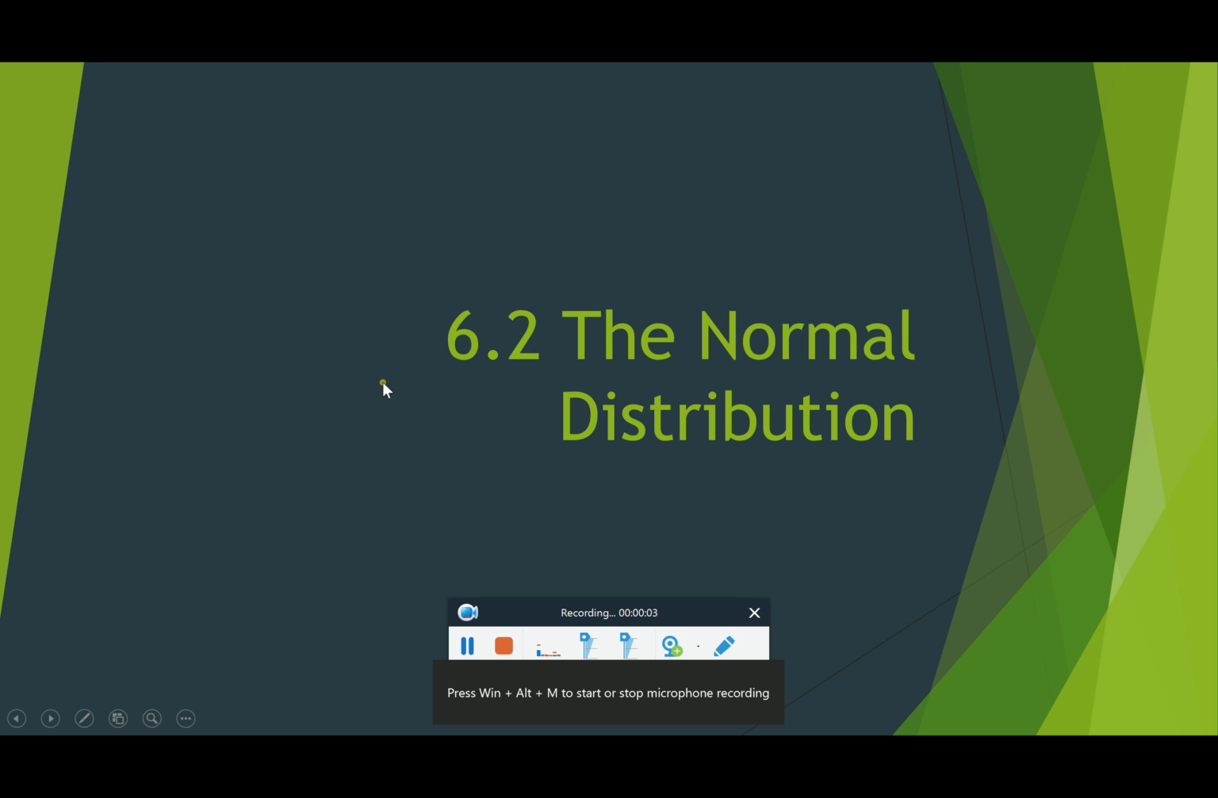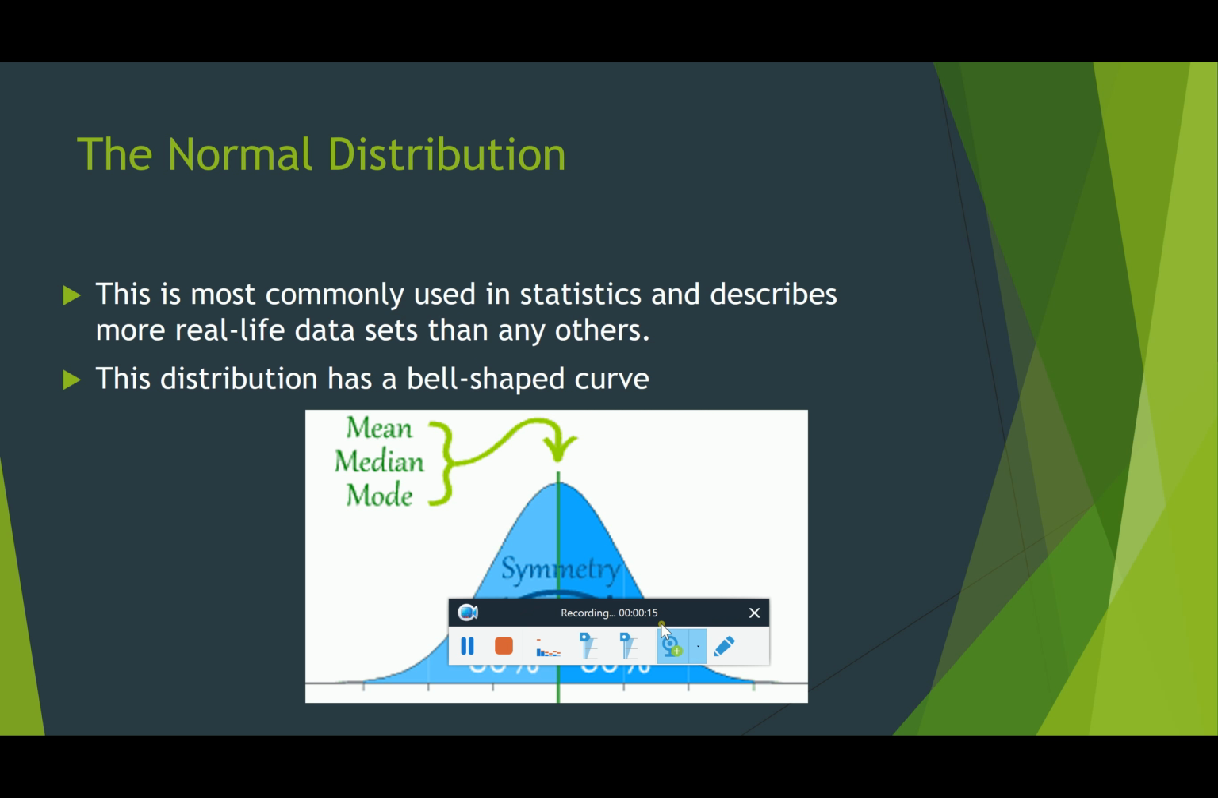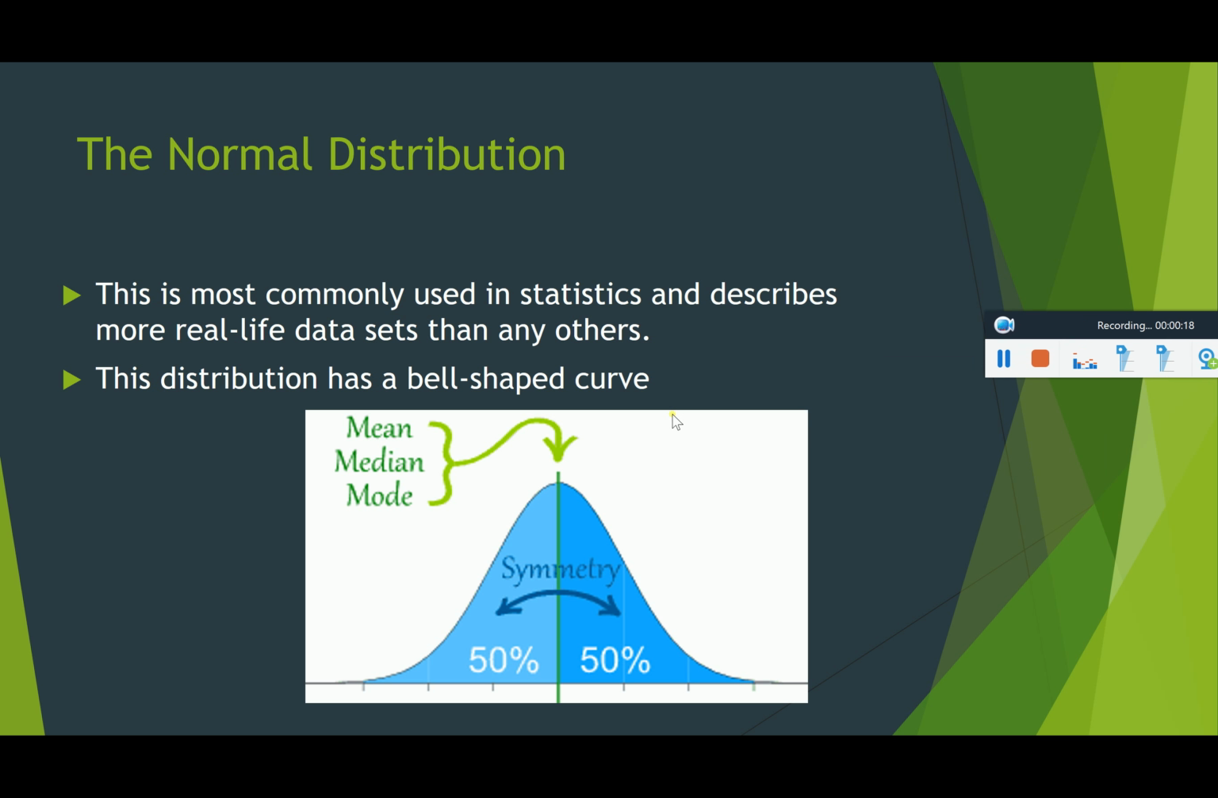Okay, so 6.2 is about the normal distribution. A normal distribution is shaped like a bell curve, and most of your data is in the middle, and then fewer students fluctuate on the outside. So this is what a normal distribution looks like.